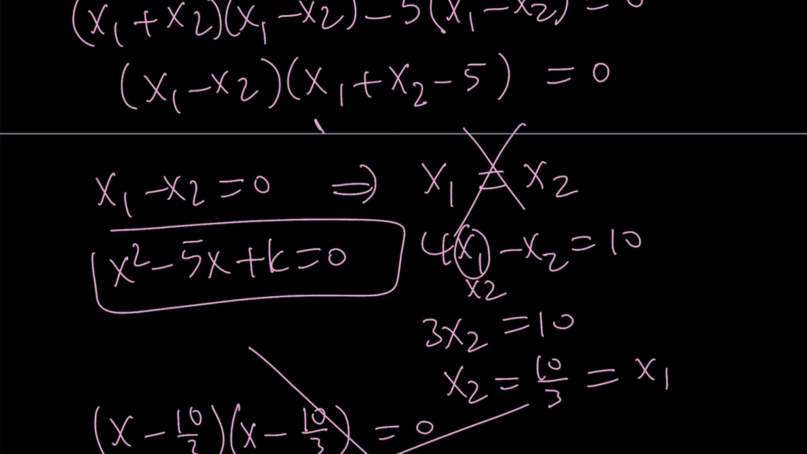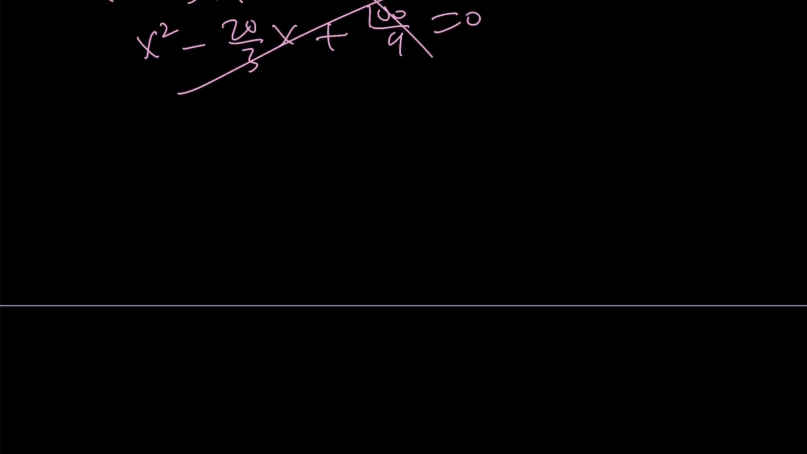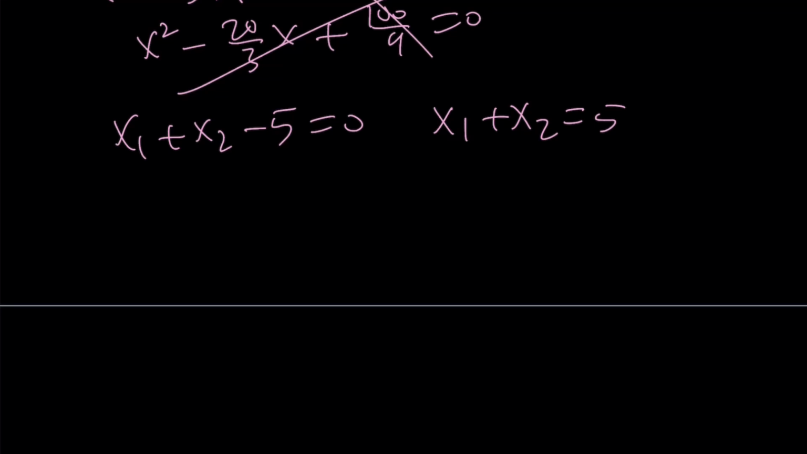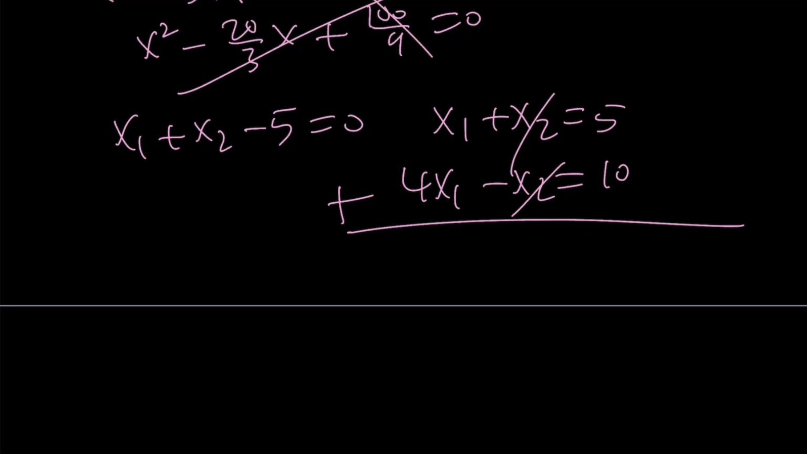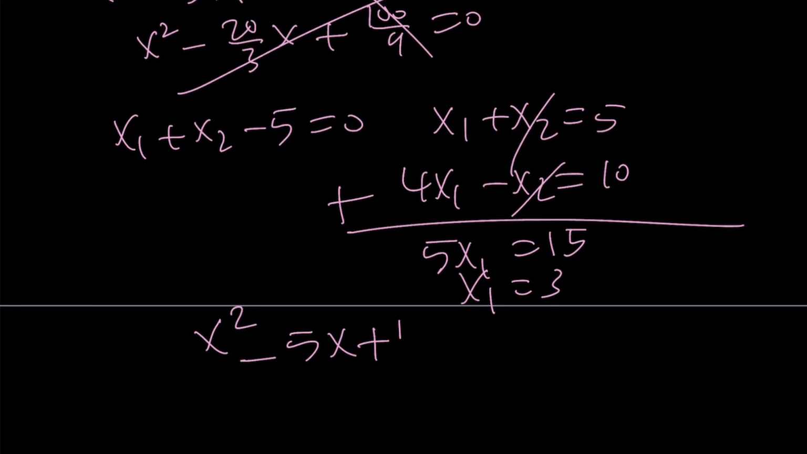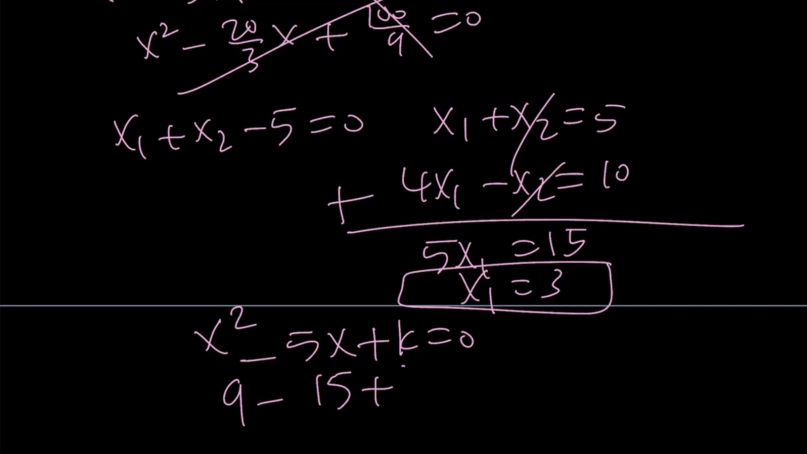So we're going to have to look at the second condition, which is x1 plus x2 minus 5 equals 0. And what is that supposed to mean? It means x1 plus x2 is equal to 5. This is awesome because we also have another relationship, 4x1 minus x2 is equal to 10. Now by adding these two equations, you get 5x1 equals 15 and x1 equals 3. Now if you plug it into the original equation, you're going to get the k value. Let's go ahead and plug in 3. We get 9 minus 15 plus k equals 0. From here we get k equals 6 again.